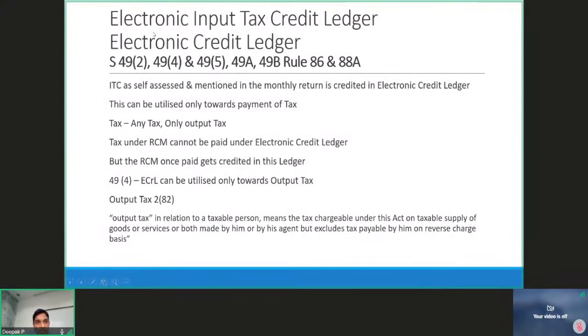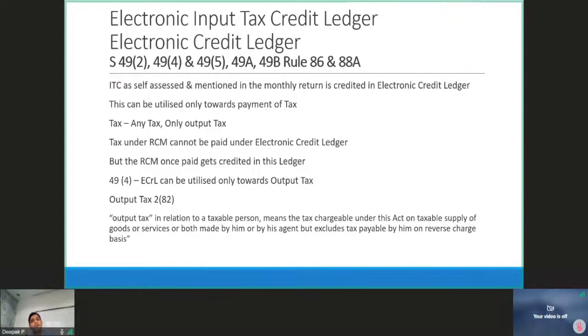Electronic input tax credit ledger is also called electronic credit ledger. What is credit? To understand this, I've given the complete name, electronic input tax credit ledger. Both are one and the same. The provisions of the electronic credit ledger are contained in Section 49 and 2(45), and apart from that 49A and 49B, and the relevant rules are 86 and 88A. ITC is claimed on a self-assessed basis and mentioned in the monthly return, once you mention in your monthly return the credit available, okay?